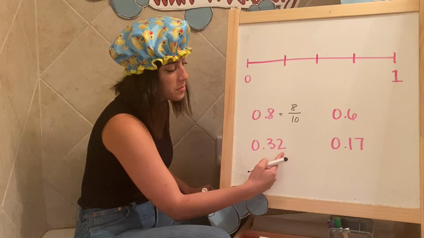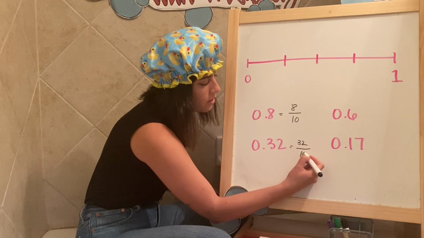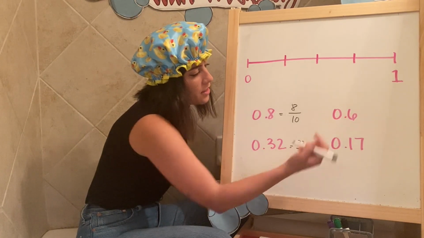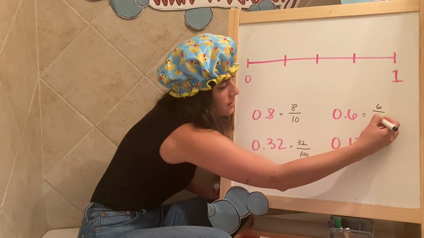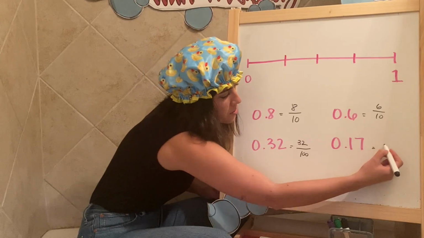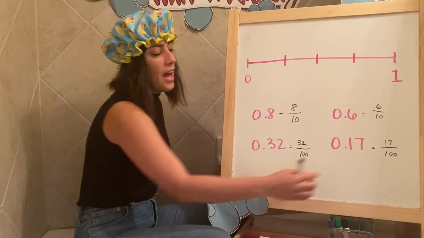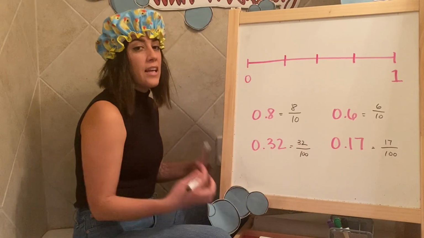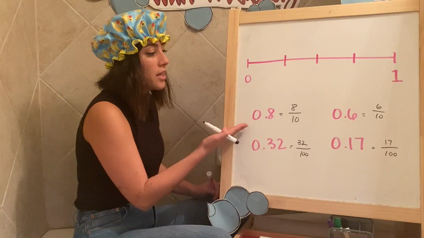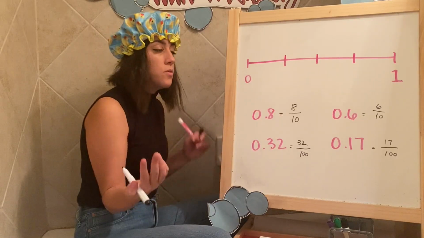This falls in the hundredths place, meaning it ends in the hundredths place, so this would be 32 hundredths, okay? This falls on the tenths place, this would be 6 tenths. This falls on the hundredths place, you're just putting that number, 17, over 100 pennies, right? I need 100 pennies to make $1. Now, finding the equivalent or where this would be on the number line is the same thing. So I can use my fractions or I can use my decimals.